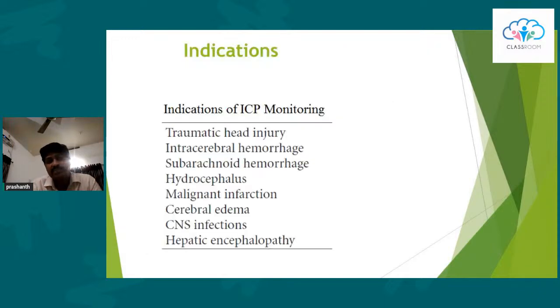What are the indications for ICP monitoring? The primary focus of ICP monitoring has always been traumatic head injuries. However, recently this has been explored in intracerebral hemorrhage, subarachnoid hemorrhage, hydrocephalus, malignant infarctions of any cause, severe cerebral edema, CNS infection, primarily viral encephalitis, and of course in metabolic encephalopathy like Reye syndrome and hepatic encephalopathy.